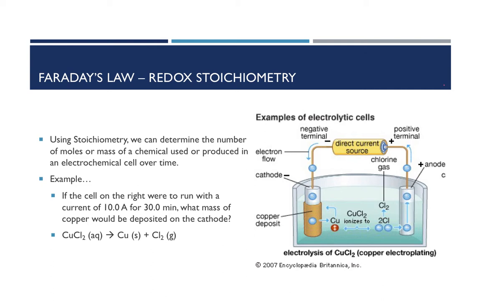For example, the other day when we talked about electrolytic cells, we talked about this one where you can actually get copper plating on the cathode over here through electrolysis. So the question that we might ask is, if the cell on the right were to run with a current of 10 amps for 30 minutes, what mass of copper would be deposited on the cathode?